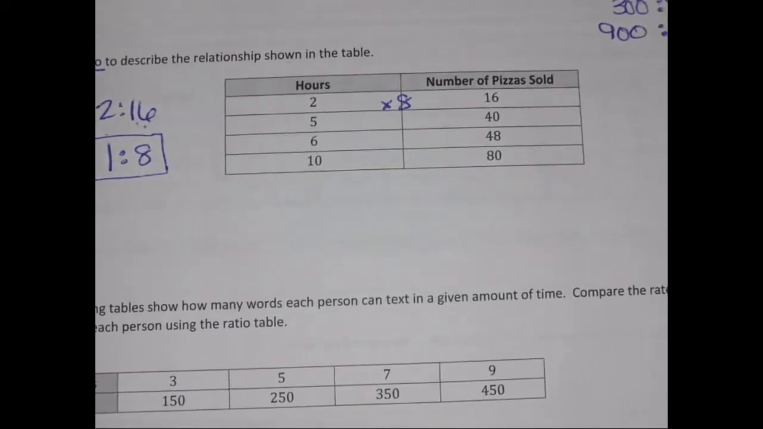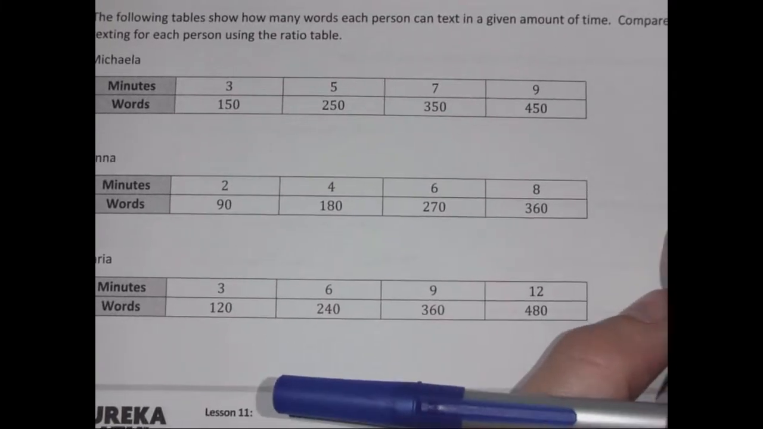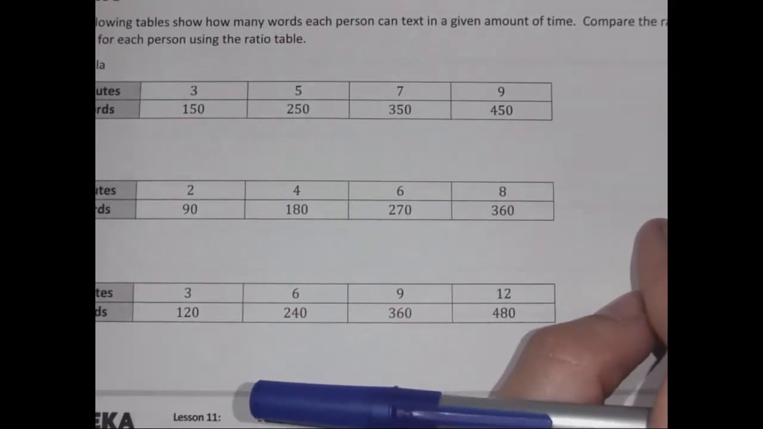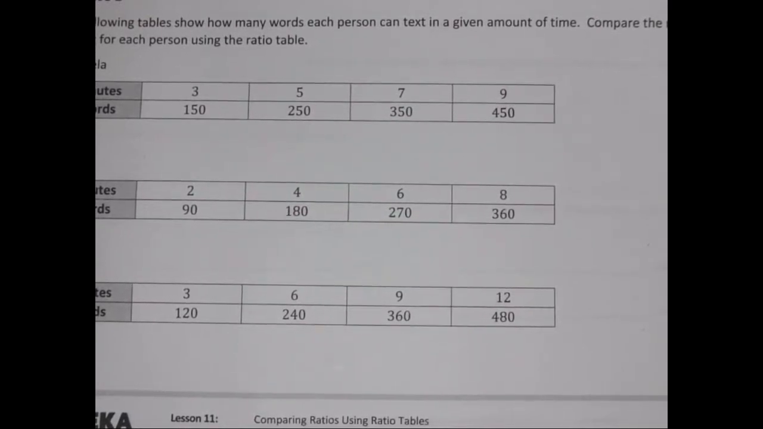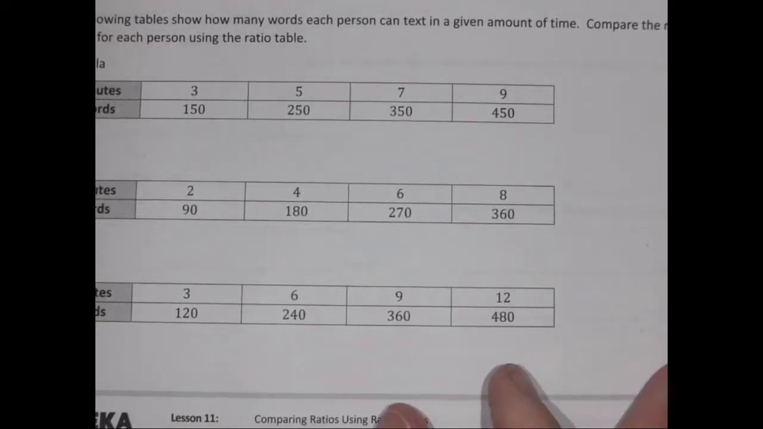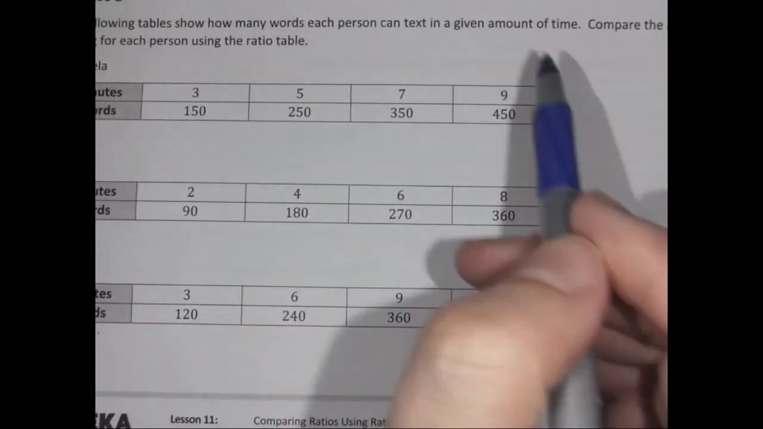Okay, exercise 1. The following tables show how many words each person can text in a given amount of time. Compare the rates of texting for each person using the ratio table. So, the question asks us to compare their rates. So maybe we need to find out who texts fastest and who texts slowest using these tables, okay?